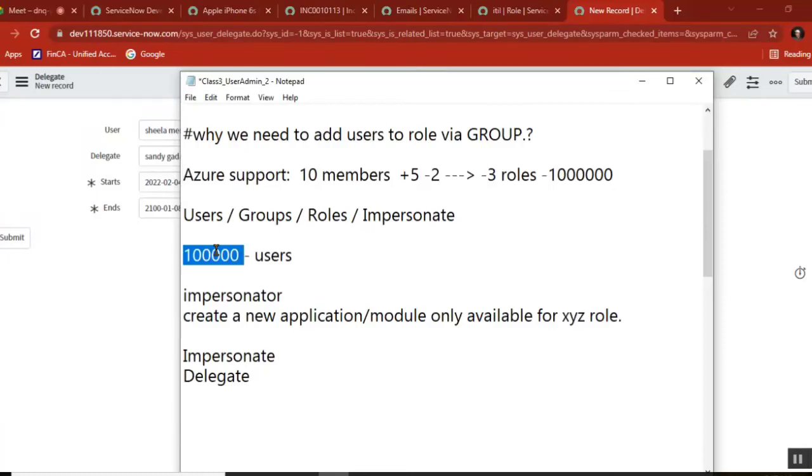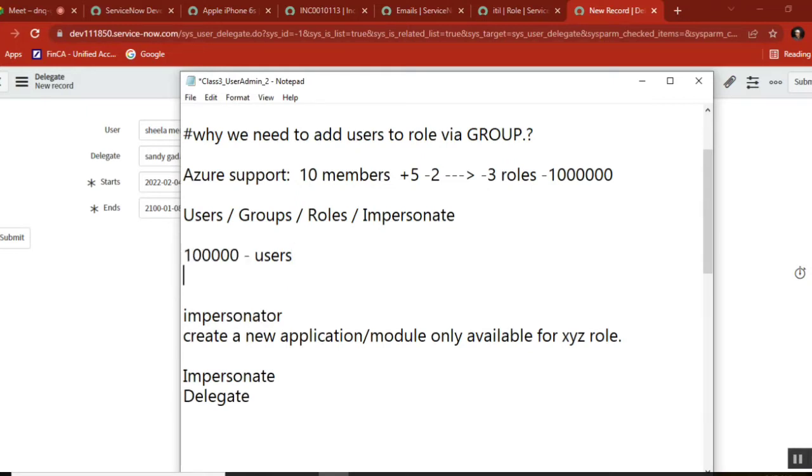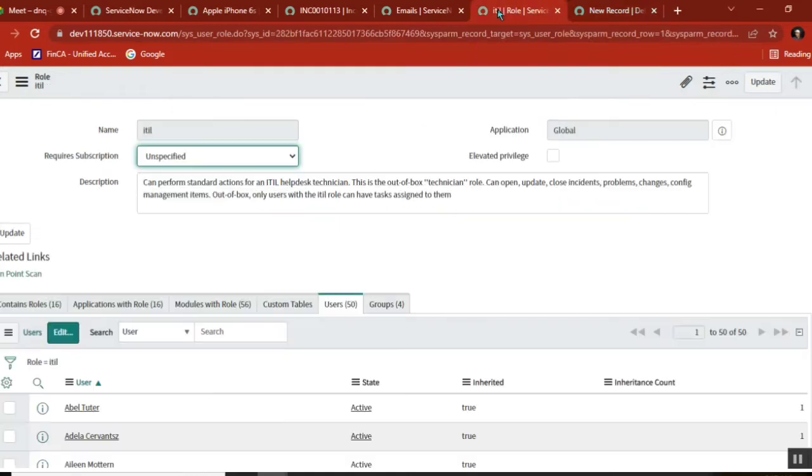One question here is why we need this. Let's say we have 1 lakh users. Will all 1 lakh users have the ITL role? No, none. When we buy ServiceNow, they will give you a list of ITL users based on the license that we buy. Maybe they give you 25,000 licenses. From the platform administration side, we need to monitor that number always.